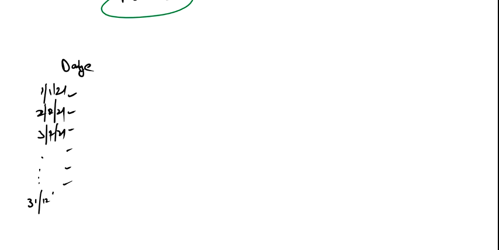Let us revise from the first part. Day. Okay, or you can say date. 1st of January 21, 2nd of January 21, 3rd of January 21, like this, say 31st of December 21. Now you have the closing price. You have the closing price of the Amazon.